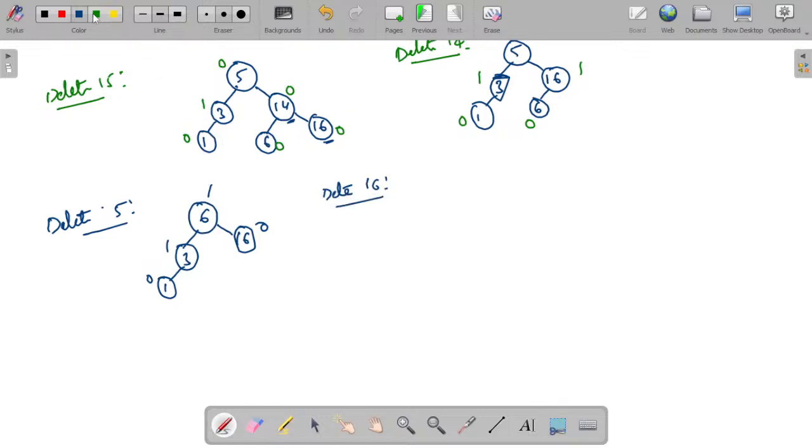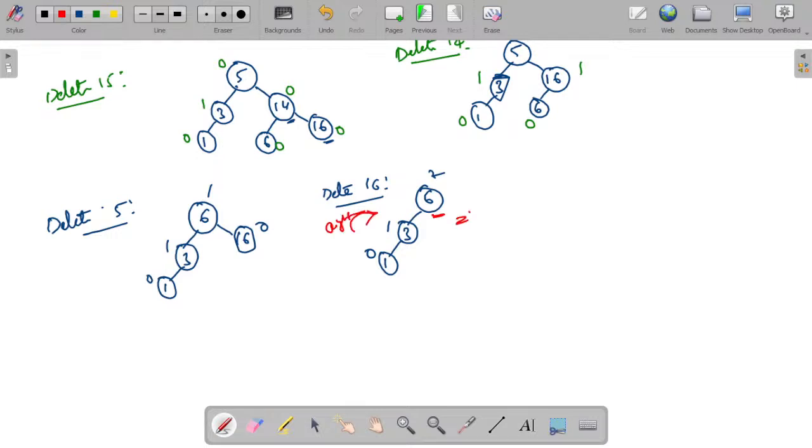Delete 16, maybe. I'm not very sure. Yeah, 16. After deleting 16, 6 stays there, 3 and 1. So balance factors are 0, 1 and 2. Now we have a rotation operation required. Here the balance factor is affected for this particular node and we have to perform a right rotation.